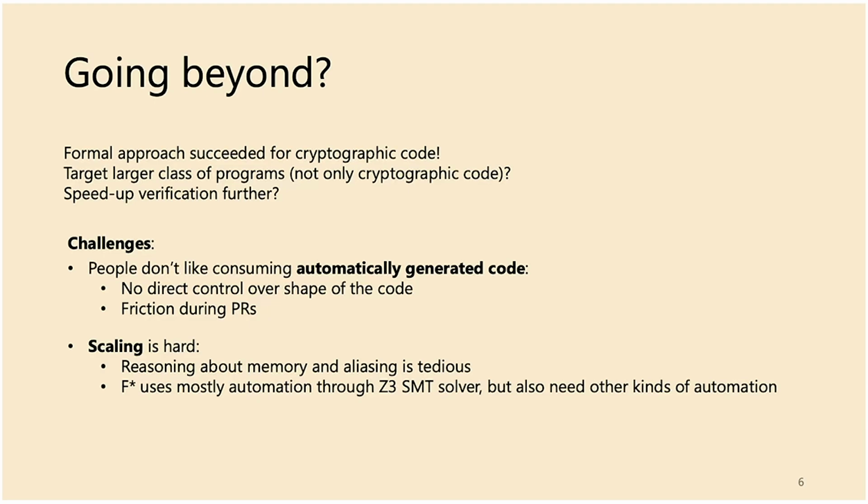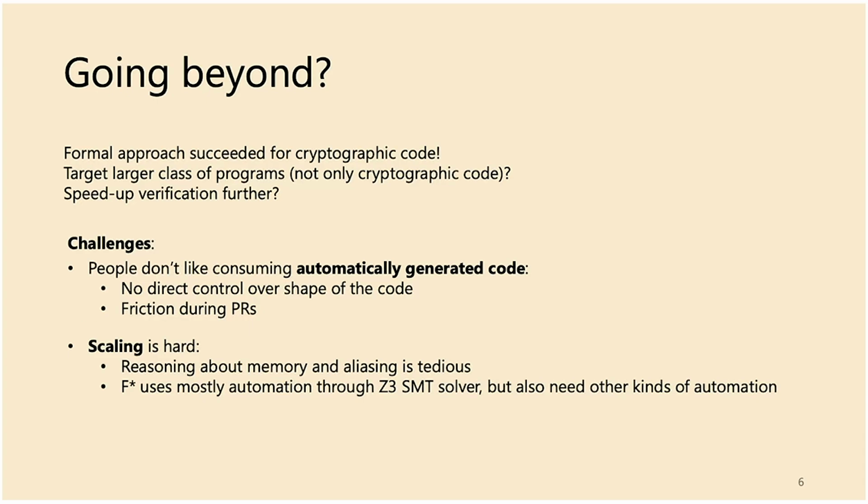And another problem is, of course, that scaling is hard. Verifying some code takes a lot of effort, and in particular because reasoning about memory is extremely tedious. So it's extremely hard for a software engineer to reason about aliasing. It's even harder in the context of formally verifying the code. So we want to simplify that.